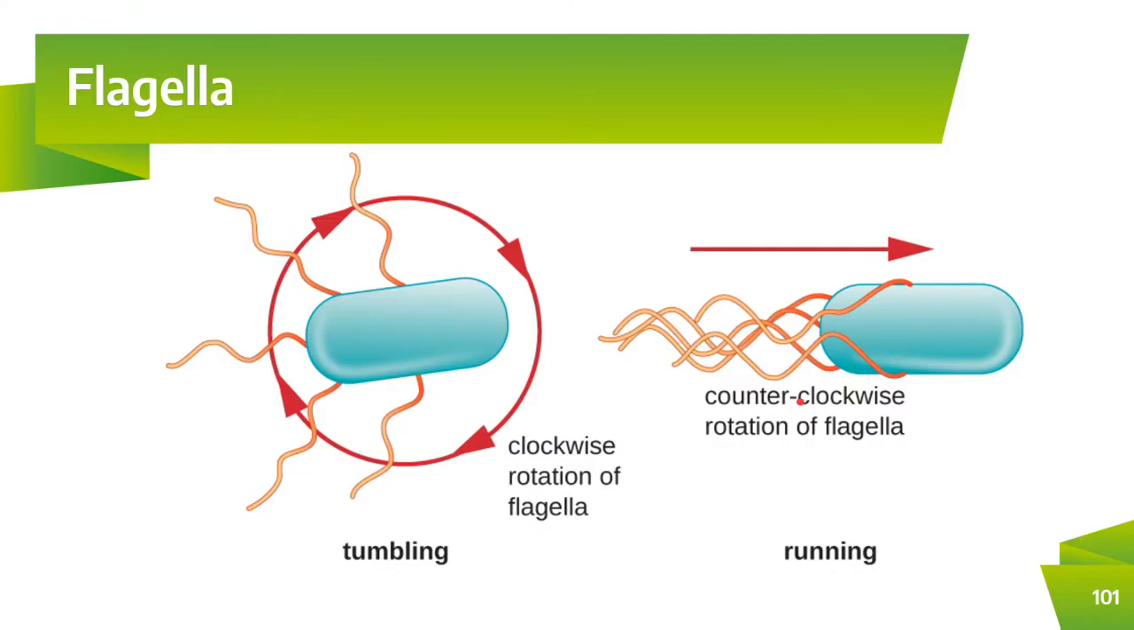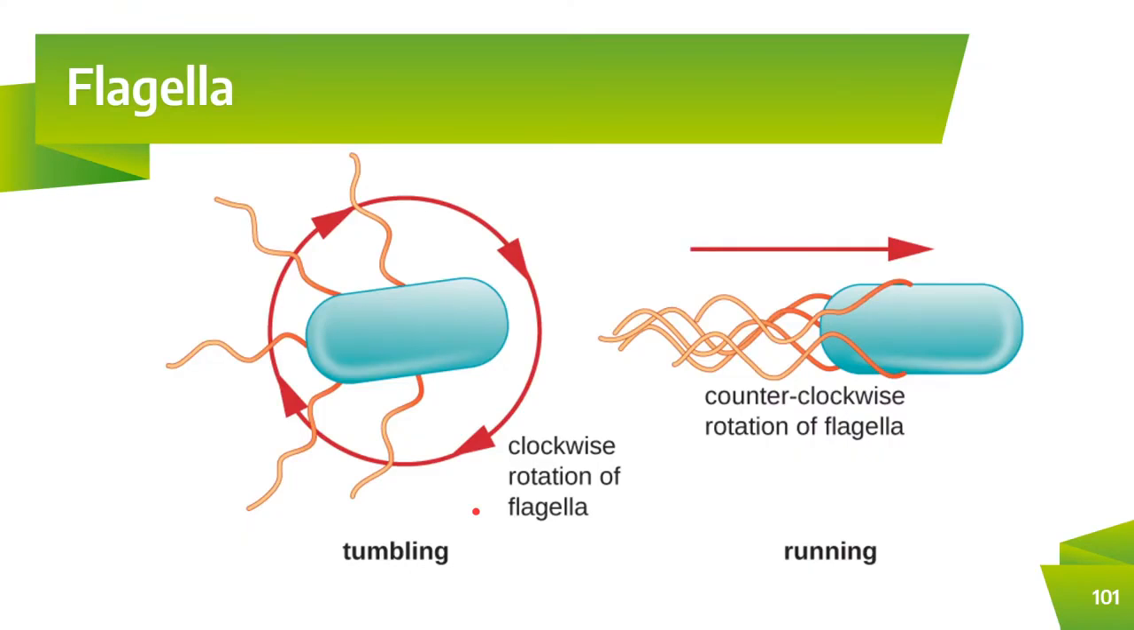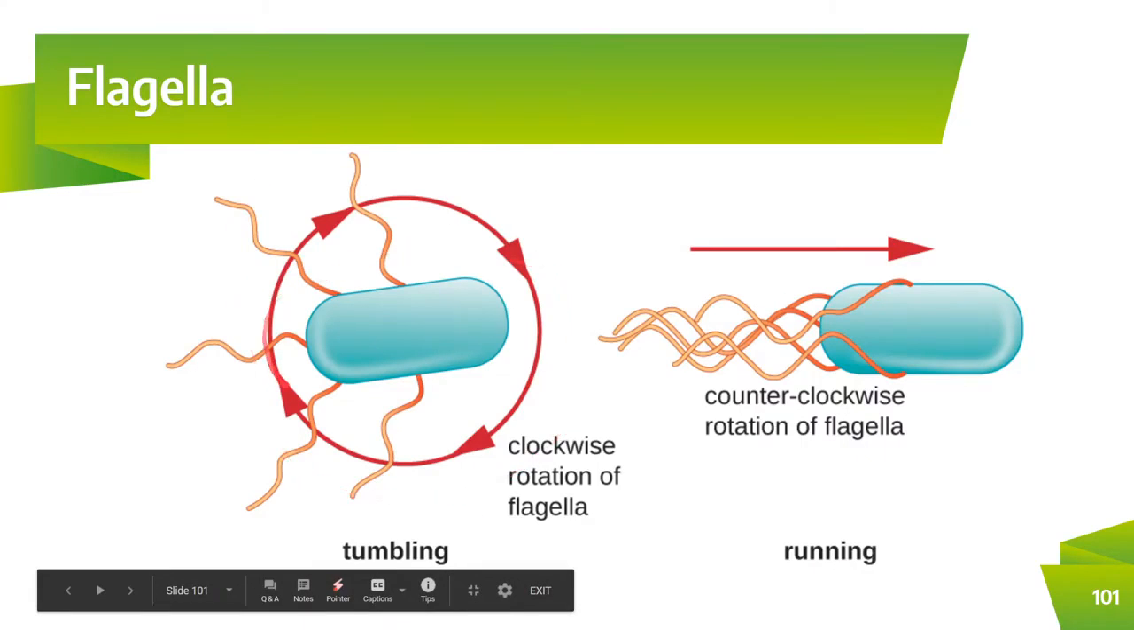What then happens if they want to change direction, right? For instance, if they sense food or if they sense a chemical repellent, something that's dangerous, what they do is they basically invert the rotation of these flagella and they start to tumble in a random direction.